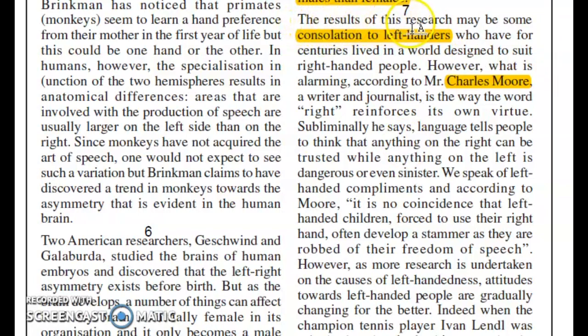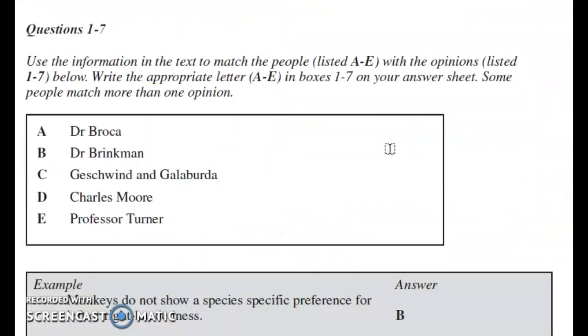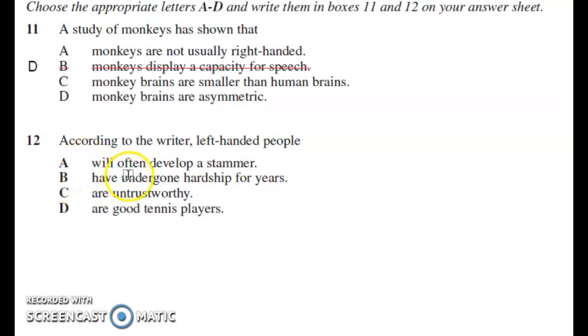The results of this research may be some consolation to left-handers who have for centuries lived in a world designed to suit right-handed people. So our answer would be B. So I'll put B here.